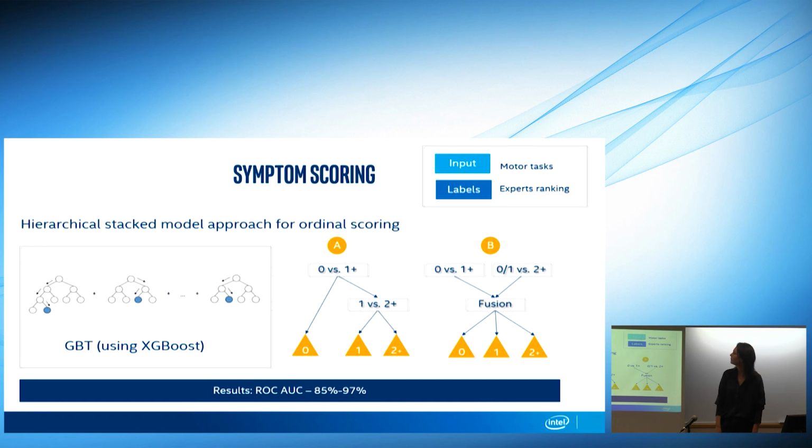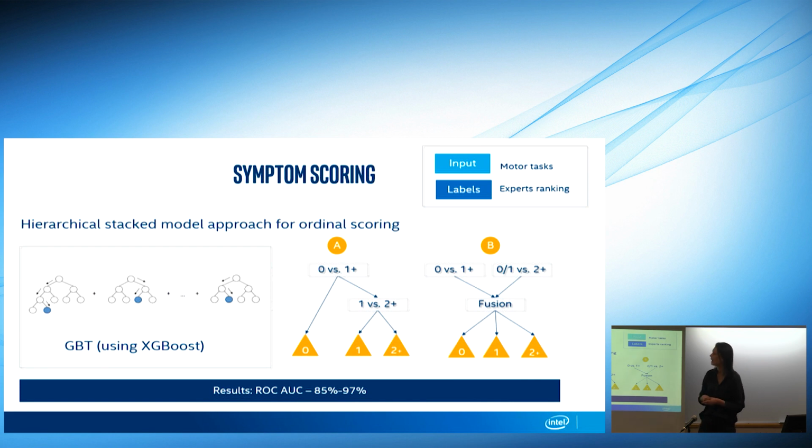So the first algorithm that I'm going to talk about is the symptom scoring. The purpose of this algorithm is to replace what the clinicians are doing while the patients are in the clinic performing structured tasks, meaning predefined tasks: walking, hand rotation, finger to nose, and so on. So these are our inputs, and our labels are the experts' scores that we collected while the patients were in the clinic.